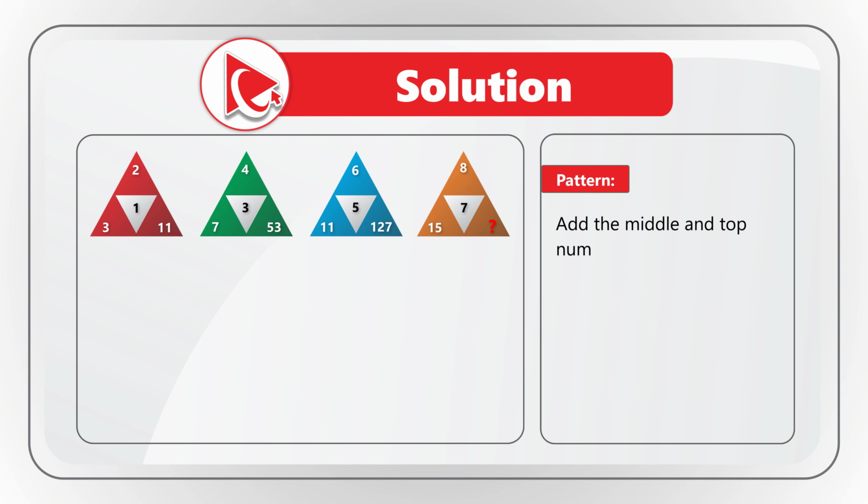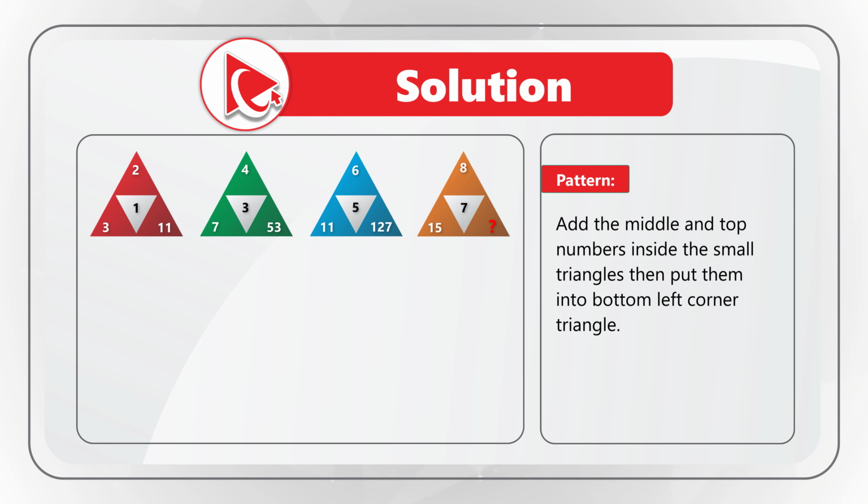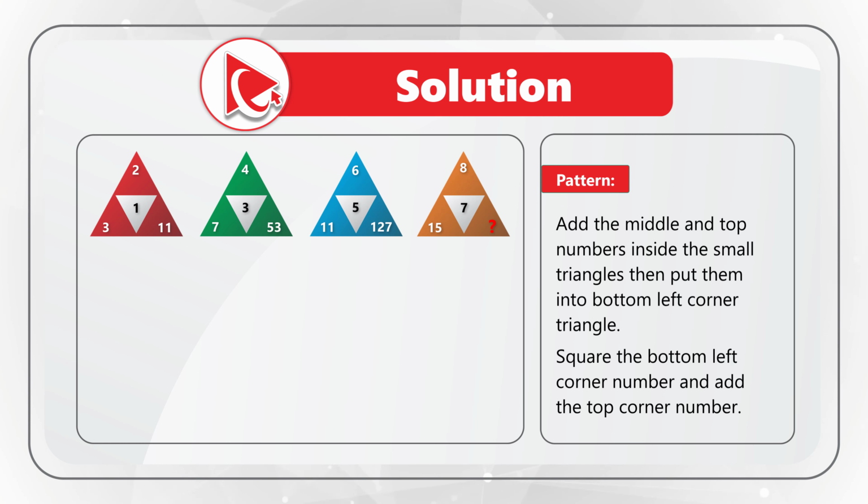And the pattern is that if you add the middle number and the top number inside the small triangles, then put them into the bottom left corner of the triangle, and then square the bottom left corner number and add the top number. Seems a little complicated, and it is. The best way to understand it is to look at the example.